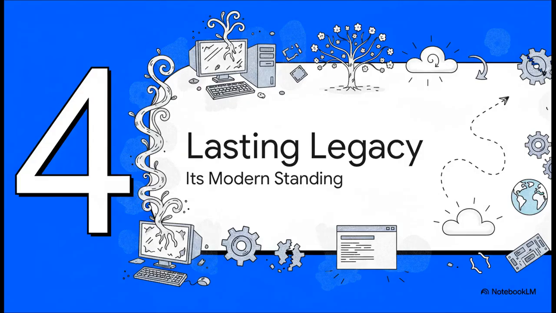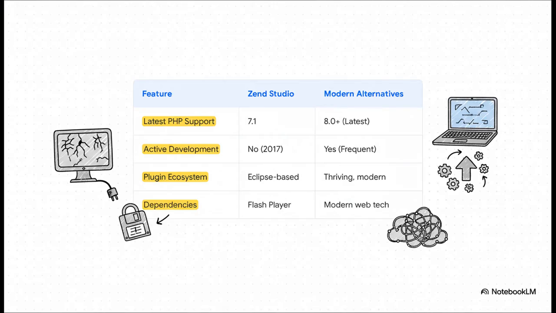So where does that leave Zend Studio today? What is its legacy in a world that has, for the most part, completely moved on? When you put it side by side with modern tools like PhpStorm or VS Code, the difference is just stark. Zend Studio is locked into an old version of PHP, while the new guys support the absolute latest. It hasn't seen a real update since 2017, while others are getting new features all the time. Its old, closed-off approach just couldn't keep up with this new world of flexible tools and thriving plugin communities. It's truly a product of a different era.